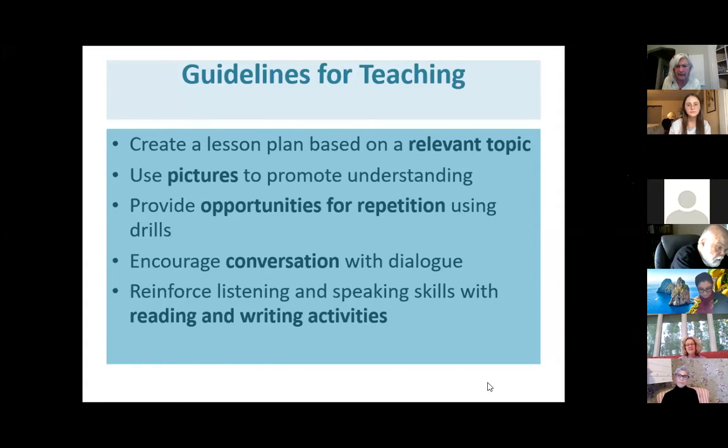I think especially during these times of online classes, that pictures are very important because sometimes it's just harder for students to speak or understand one another, to communicate online. So it's always great to have extra pictures around to promote understanding.